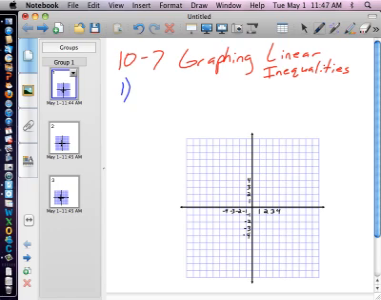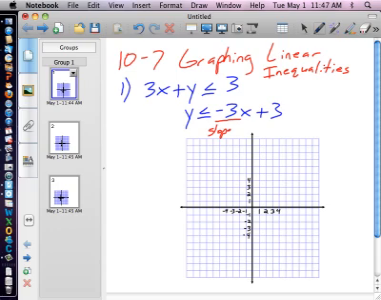So number one, if we had 3x plus y is less than or equal to 3. If this was an equation, such as 3x plus y equals 3, we would solve this for y and put it in slope-intercept form. And that is exactly what we're going to do, even though it's an inequality. So we're going to subtract 3x from both sides. Remember, we want that 3x term, or that x term, to be first, because that's where the slope is. So I'll just underline that. That's the slope. And this is the y-intercept.